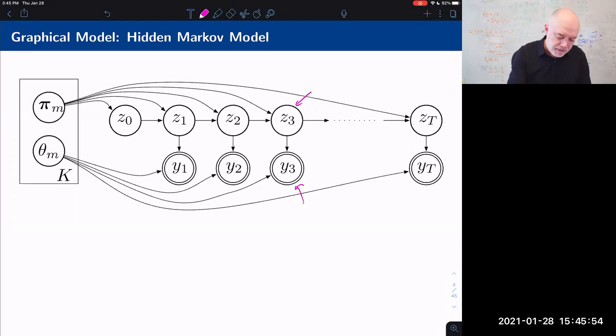pi will be the set of state-dependent transition distributions. So you can think of, for instance, "I ate my cat," or something like that, right? That's kind of gross, but you get the idea.